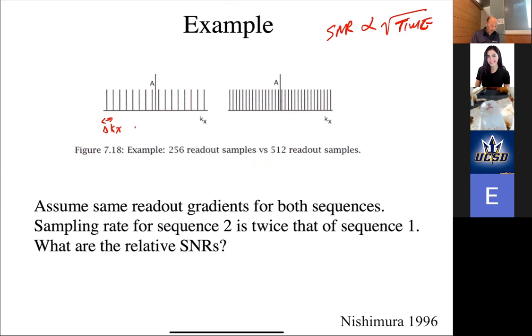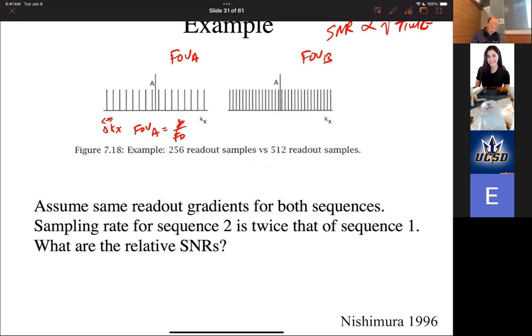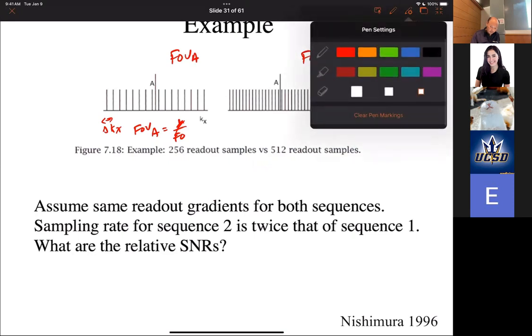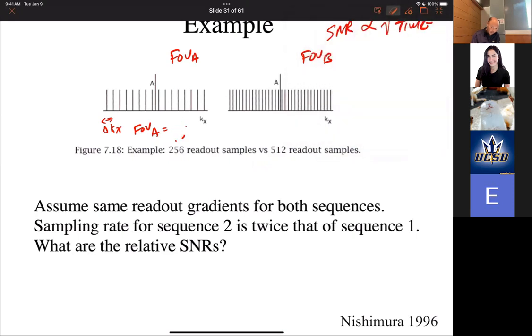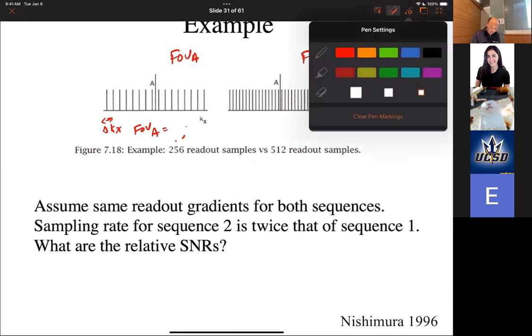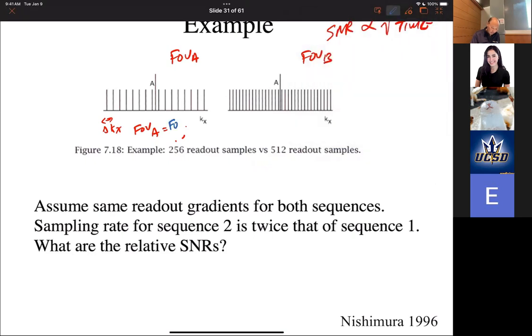So the FOV would be what? So let's say this is FOV of B, FOV of A. So FOV of A would be 1 over delta k, or half the FOV of B, right? And the resolution is going to be the same because I go as far in k-space.